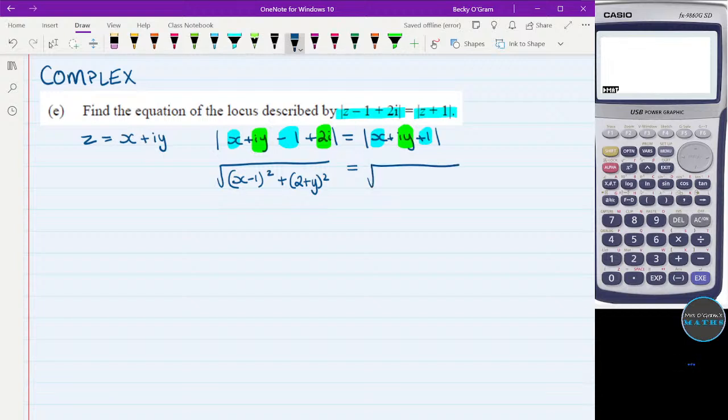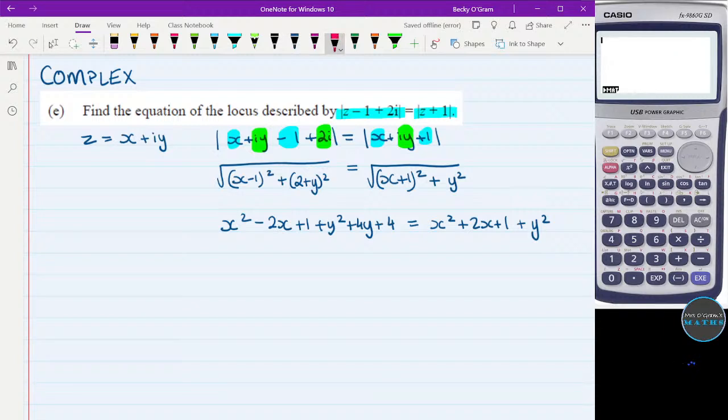On the right hand side we've got x plus 1 all squared plus y squared. Okay, so then I can remove the square roots from both sides by squaring each side and expand the brackets. We will have x squared minus 2x plus 1 plus y squared plus 4y plus 4 is equal to x squared plus 2x plus 1 plus y squared.